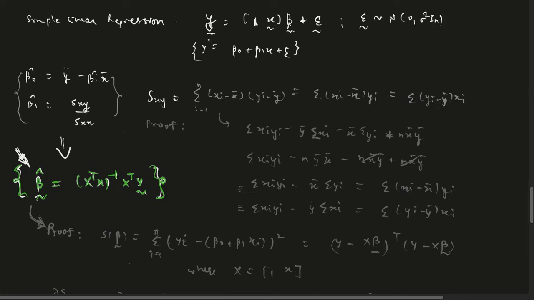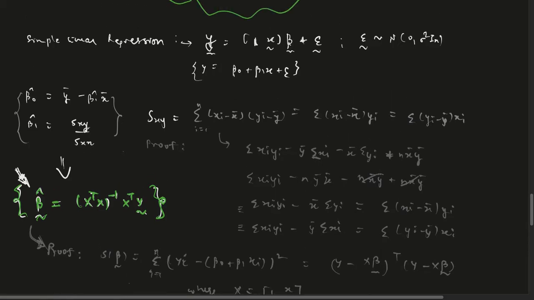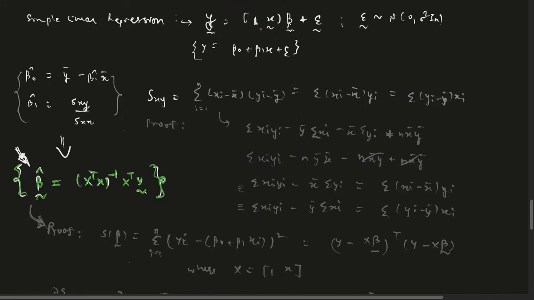Right. So the way we go about doing this is our simple linear regression problem where y is equal to Xβ + ε. Here y is an n cross 1 vector, and ε is again an n cross 1 vector. X is an n cross 2 matrix, and β is basically (β0, β1) transpose, so a 2-dimensional vector.